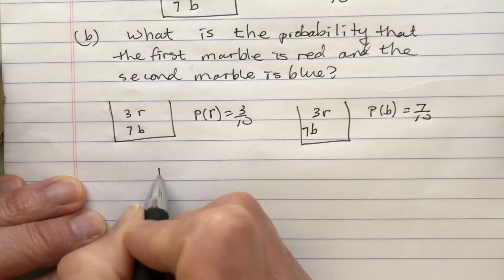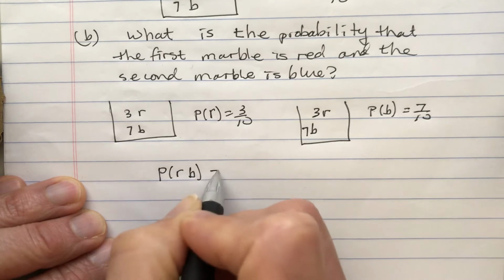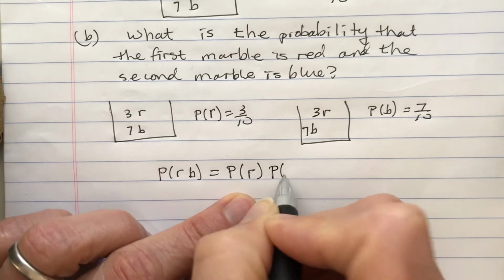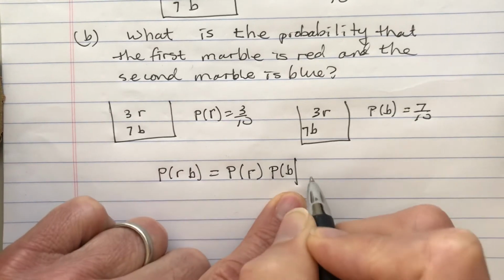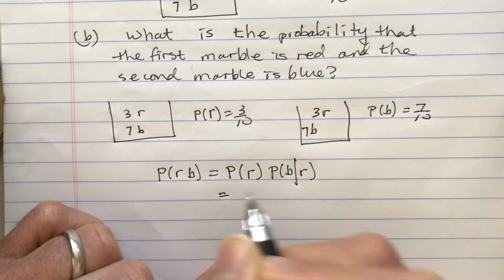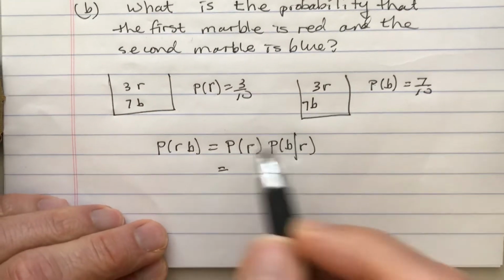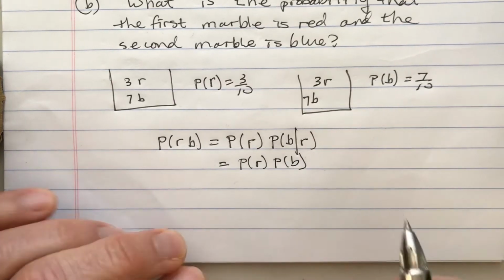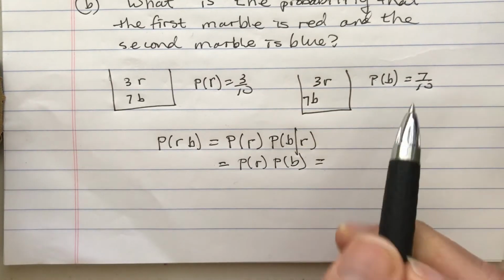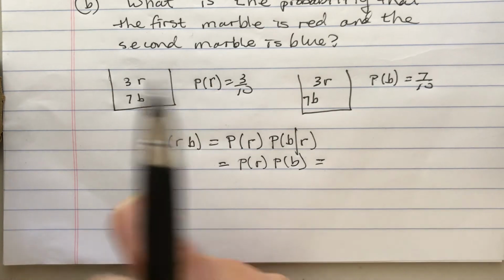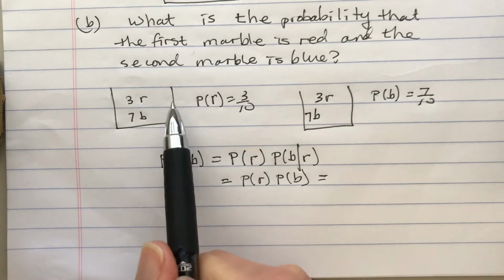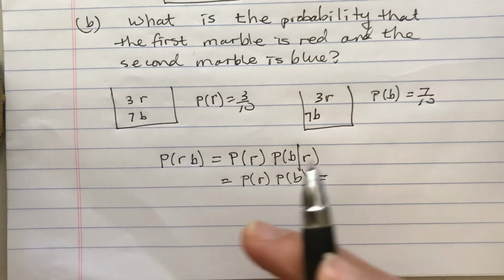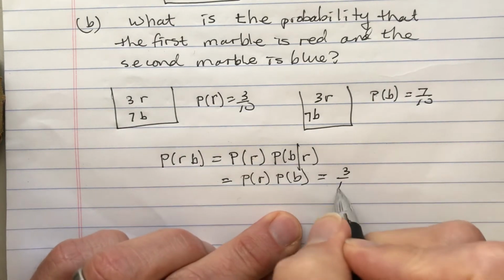So what we're looking at is the probability of red then blue. It's the probability first that you get a red and then that you get a blue, given that the first is red. But these two events are independent. What does that mean to be independent? It means that it doesn't matter one bit whether on the first draw you drew a red or a blue. Why? Because we're going to put the marble back into the box anyway. So it doesn't matter.